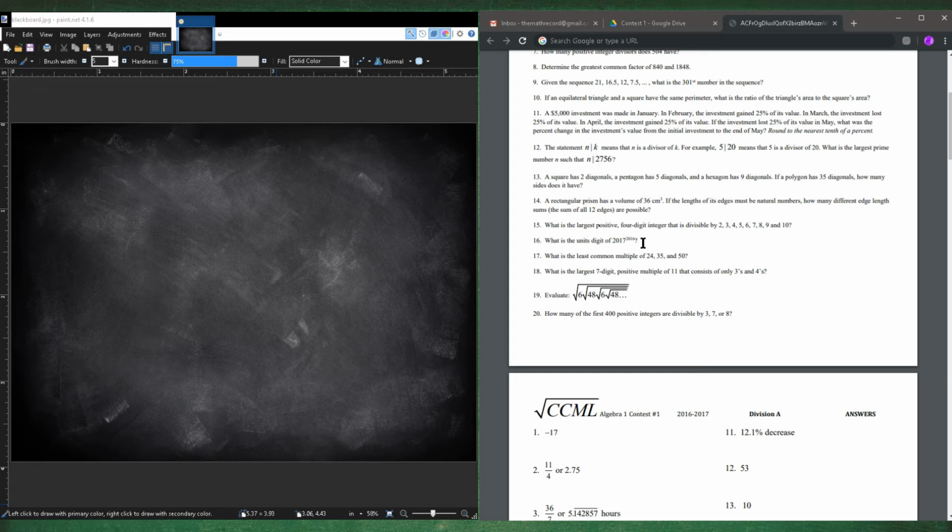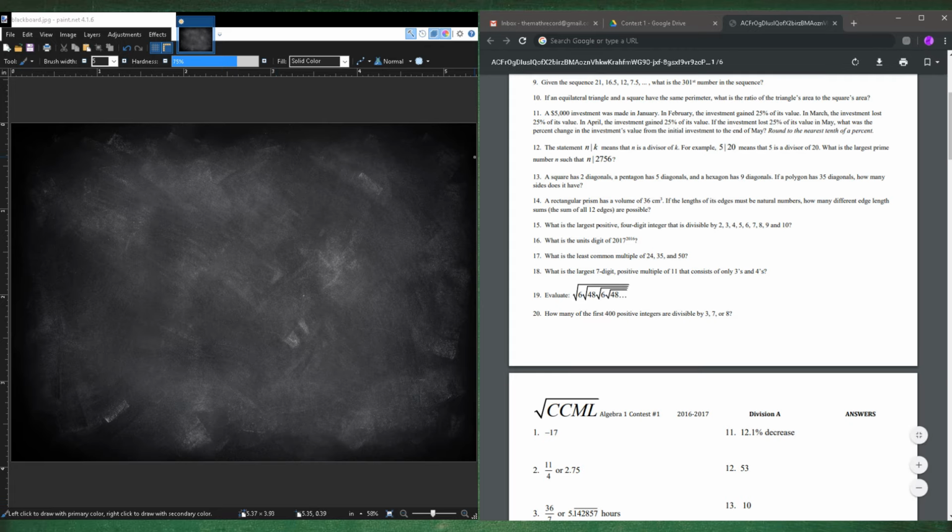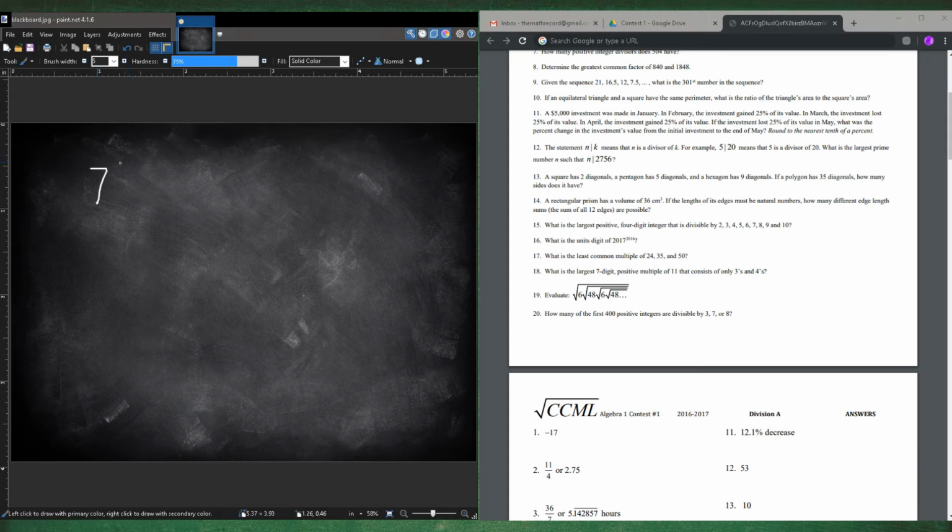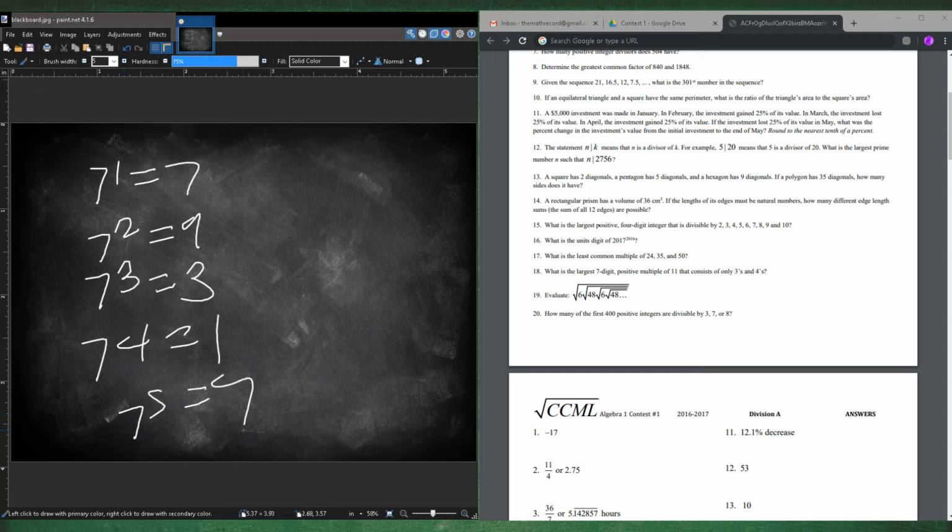Okay, so if it's talking about the units digit, we only care about the units digit of the base. So the units digit of the base is 7. So we're gonna have to think about it. If 7 is raised to a power of 1, it's gonna equal 7. If 7 is raised to a power of 2, it's gonna equal 49, so the end digit is 9. If 7 is raised to a power of 3, it's 49 times 7, which ends in 3. And 7 raised to the power of 4 is 2401, which ends in 1. So 7 to the 5 ends in 7, and it just keeps repeating like that. So it goes in a cycle of 4.